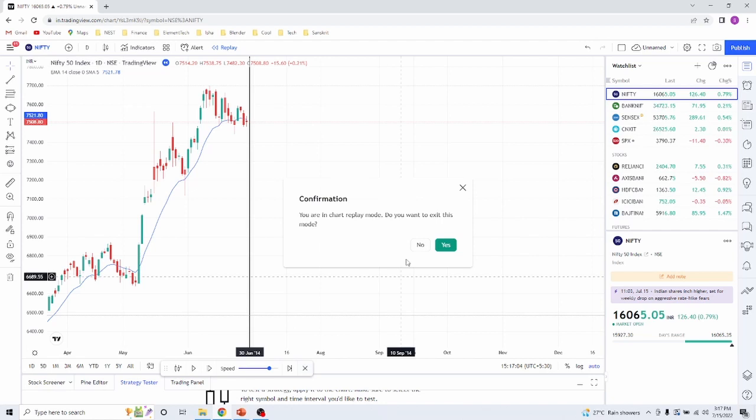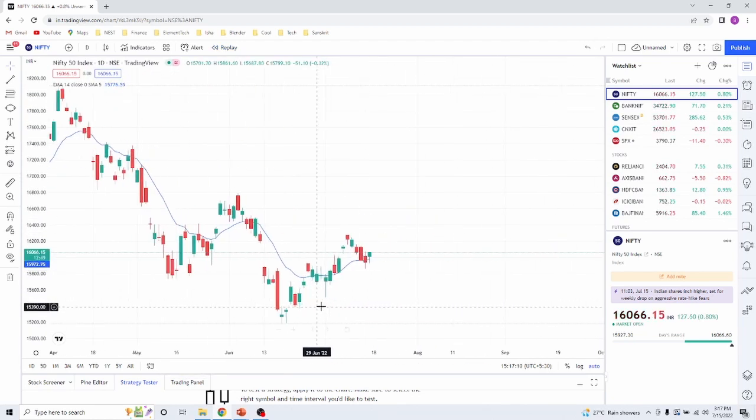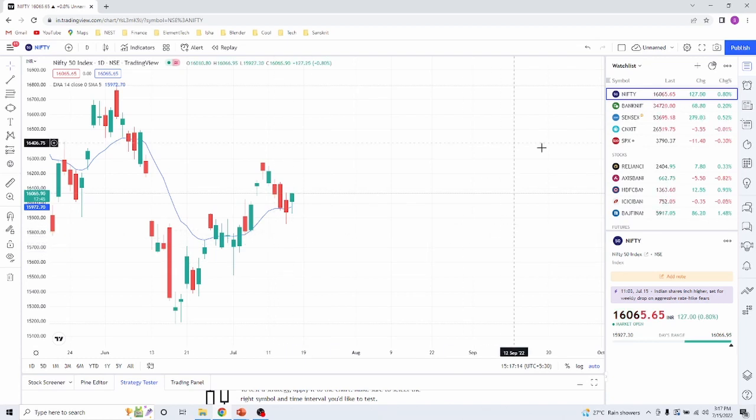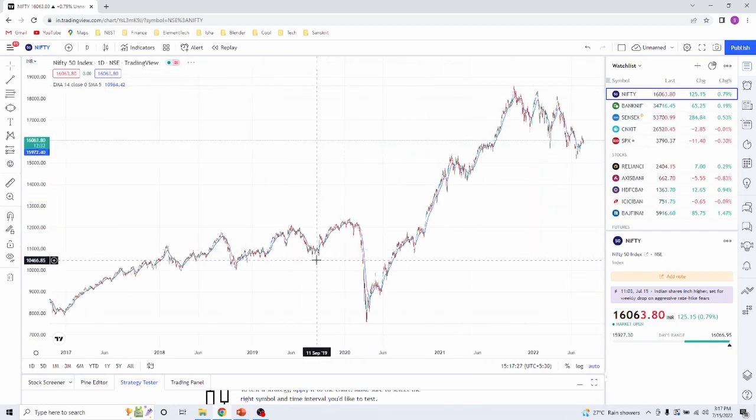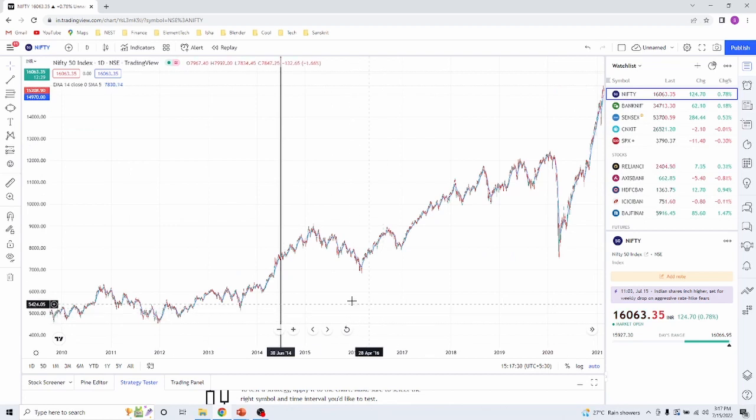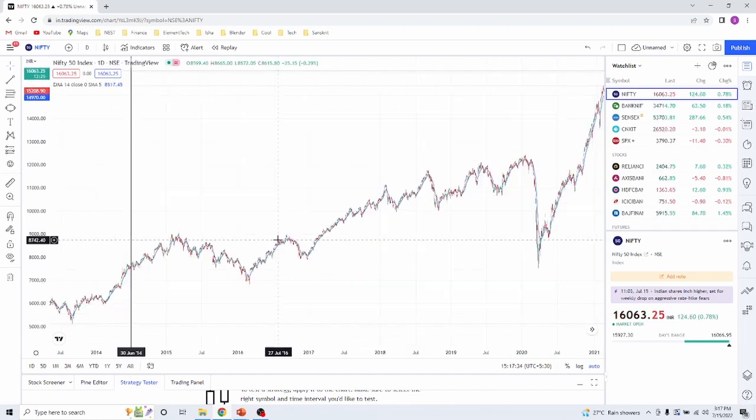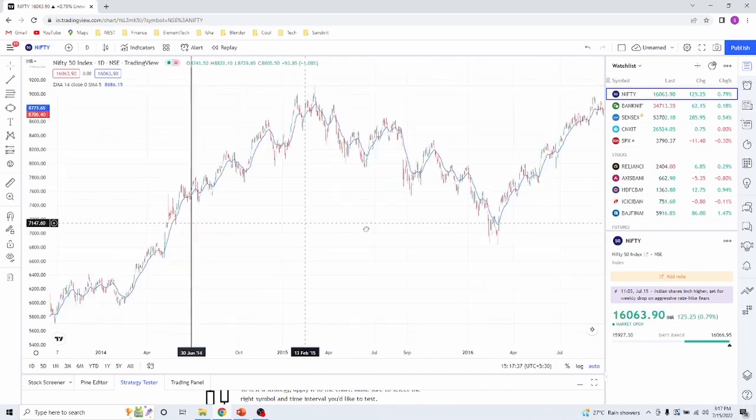So if I close this tool, you're in chart replay mode, you want to exit this mode, I'll say yes. And see, if we come to today, it is 15th July 2022. Do I see any information about coming Monday, that is the 18th July, or 19th July, which is the coming Tuesday? No, because it has never happened, right? So when I'm analyzing the stock at 30th June 2014, any of these candles have not happened. So we should not try to do stock analysis based on those.